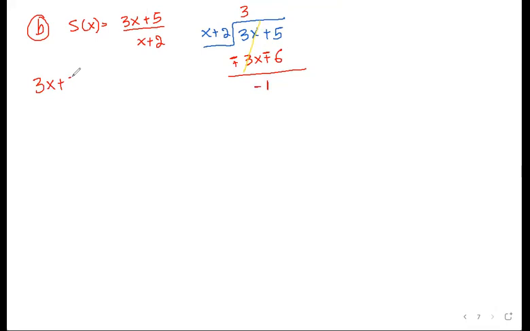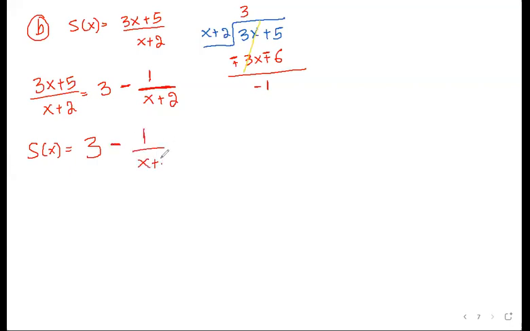So actually, 3x plus 5 over x plus 2 is equal to 3 minus 1 over x plus 2. This is from the previous section. So s of x, now I can set equal to 3 minus 1 over x plus 2. S of x is the same as this one, and this one equals this one.